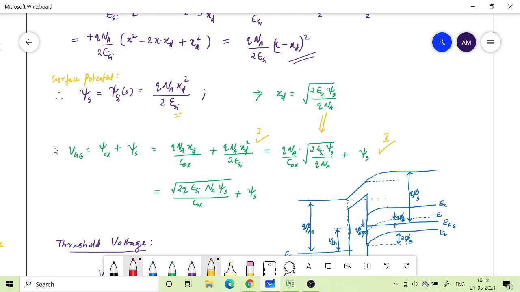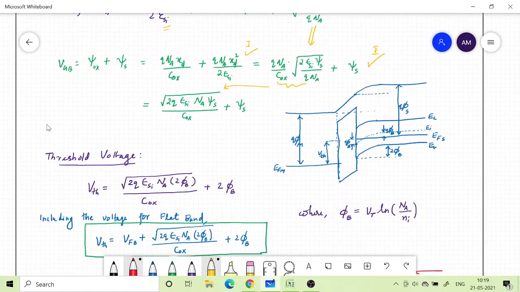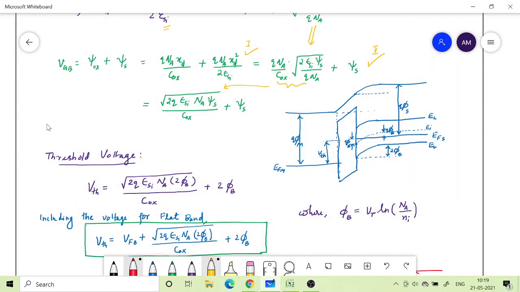Now if I simplify this first term here, I will get it like this, right? q Na I can cancel, and this is square root of q Na, so it will be a square root in the numerator, and so I collect all the terms, I will get like this. Now what is the use of writing it in the second form? It is because we are able to find out psi s. We can find out psi s with respect to the separation between the Fermi level and Ei.